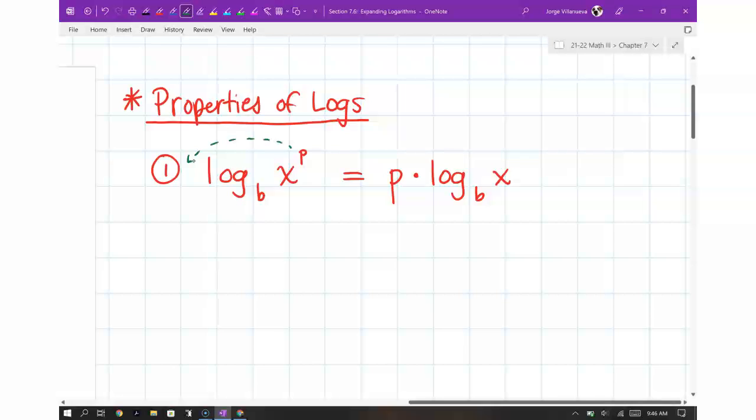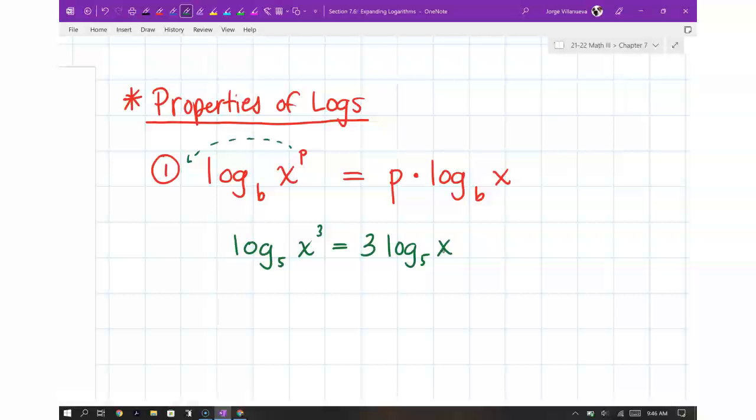okay? So an example of something like this, just something simple. Let's say log base 5 of x cubed becomes 3 log base 5 of x. Okay, that's it. That's what the property looks like when you use it. Okay, just move it to the front. All right, second property.